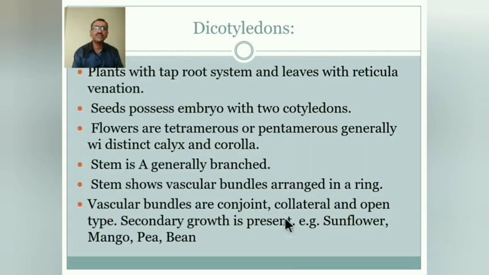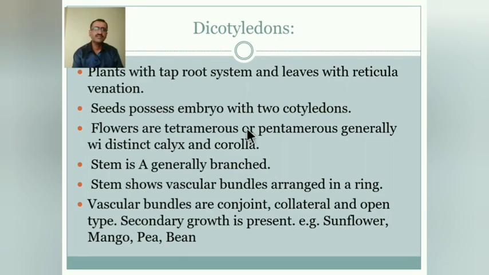Here conjoined, collateral and open type of vascular bundles are present in dicot. Secondary growth is present in dicot. For example, sunflower, mango, pea, bean. These are the different characters of the dicot.